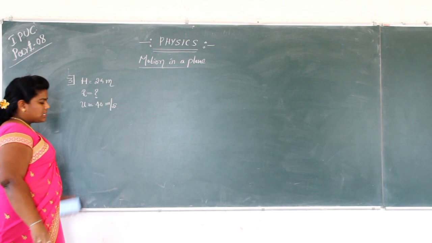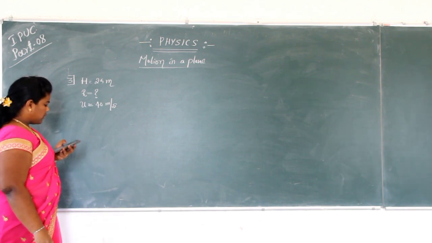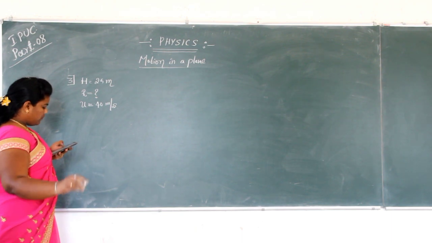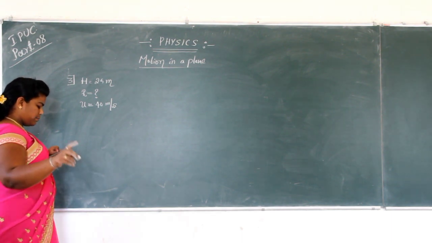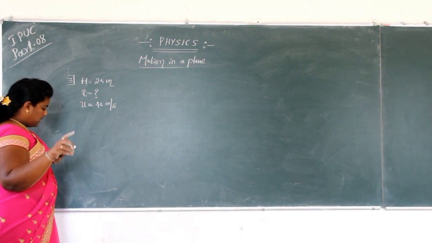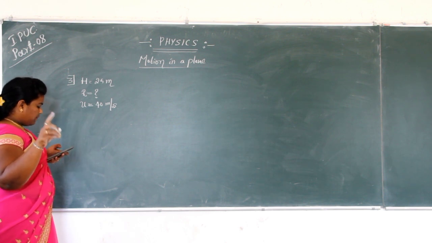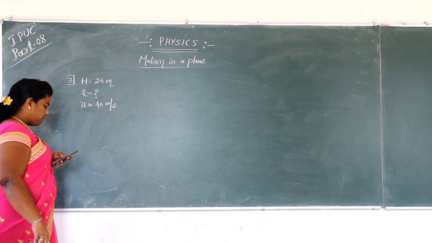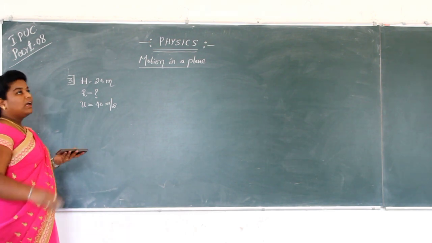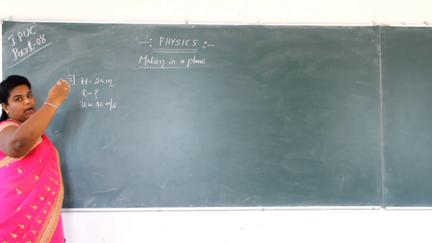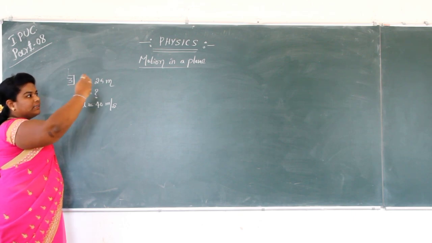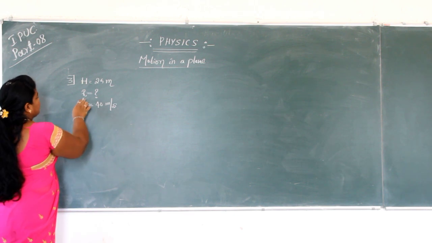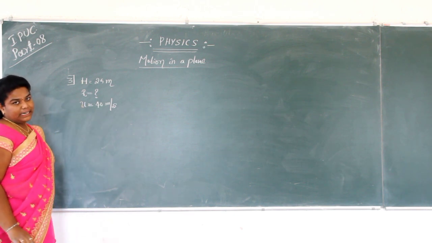The next thing is, it can go without hitting the ceiling of the hall. So what we should calculate is the maximum horizontal distance that a ball thrown with a speed of 40 meter per second can go without hitting the ceiling of the hall. It should not touch the ceiling, it should pass below it. Then they are asking us to calculate the maximum horizontal range.